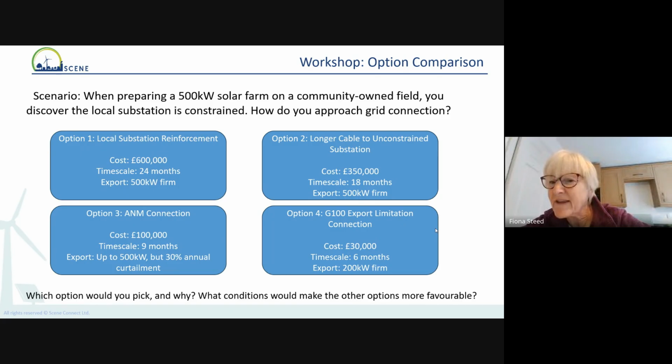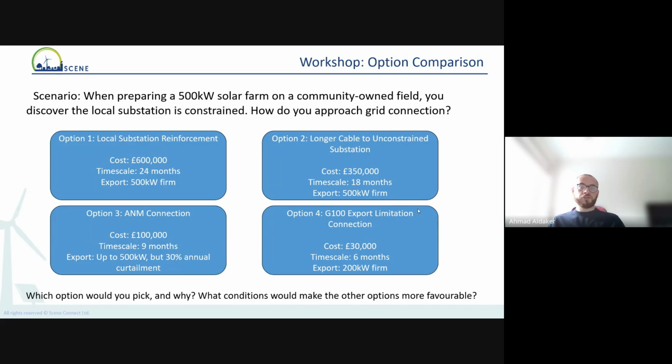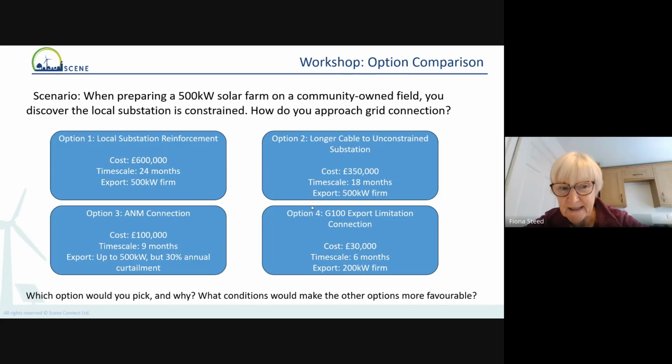Right. From a financial perspective, I think the first question I would ask Ahmad is, what tariff are we getting for the export? Interesting question, actually. Well, it depends. You're looking at agreeing a power purchase agreement with a supplier, for example, at 20p per kilowatt hour. 20p. That makes a difference to my thinking on how much I can afford to spend.